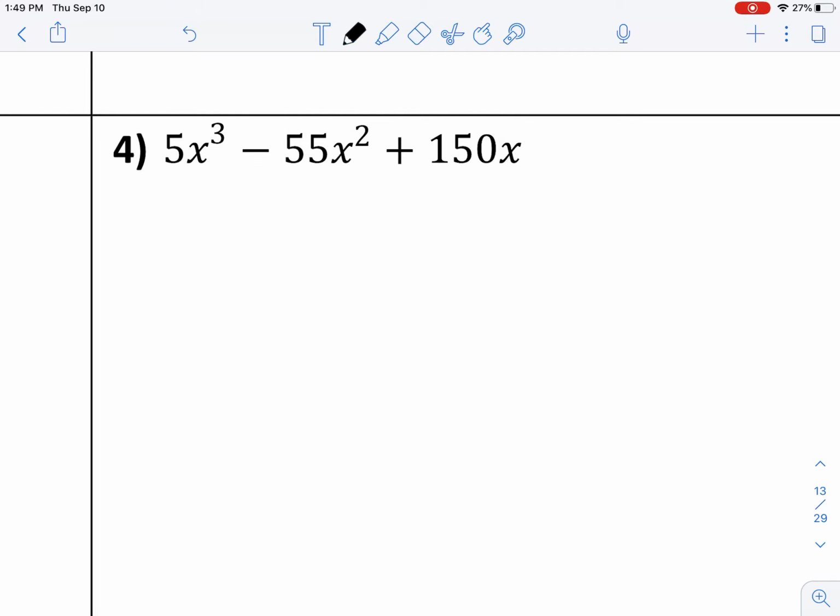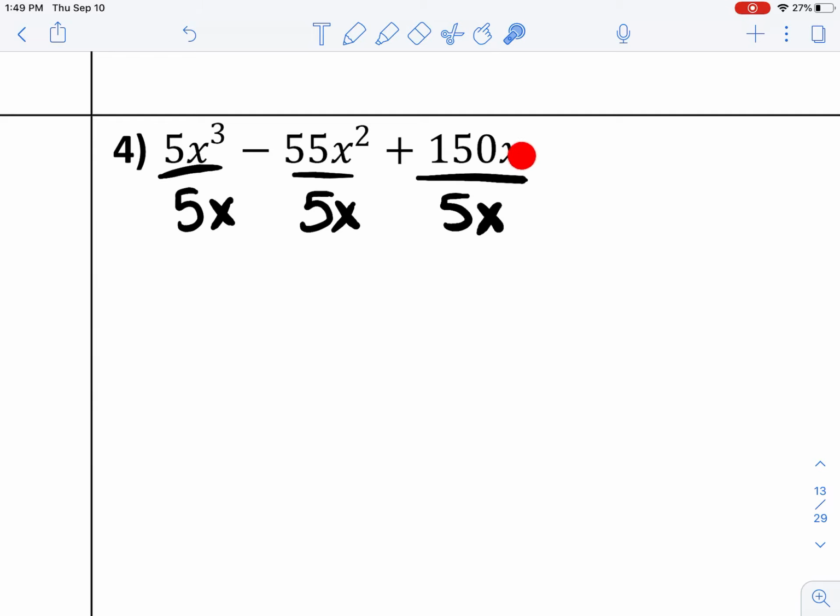Number 4, I see numbers that can all be divided by 5, so I'm going to pull the 5 out. They also all have a variable, so I'm going to take an x out as well because the smallest of them is just this x. So my GCF has to be a normal x.